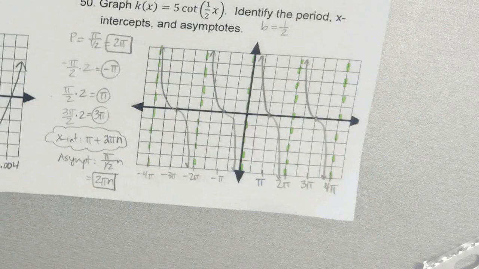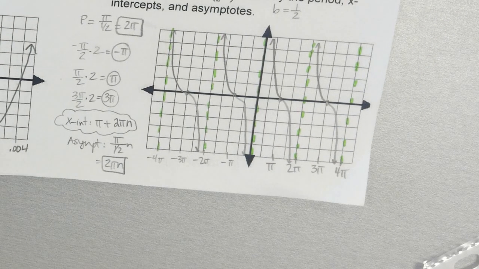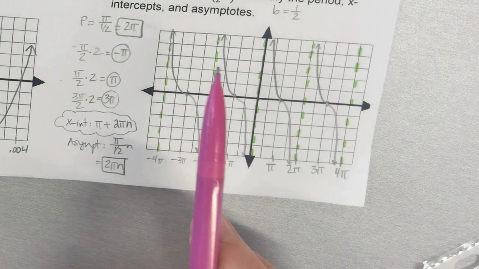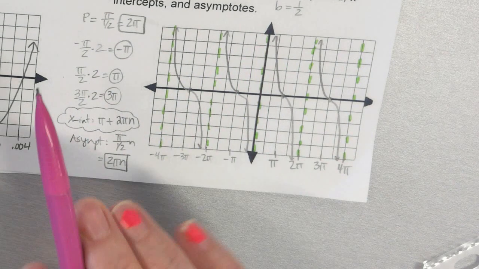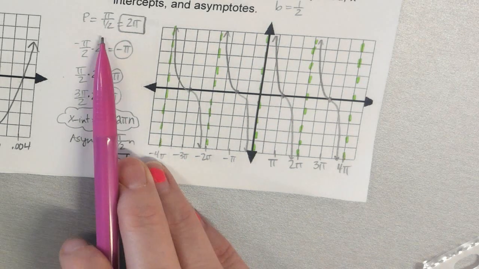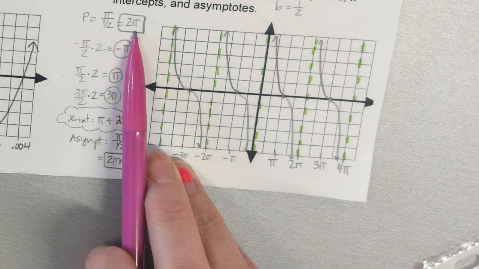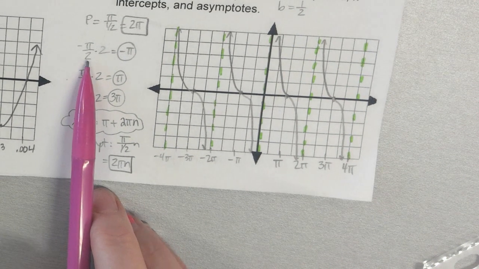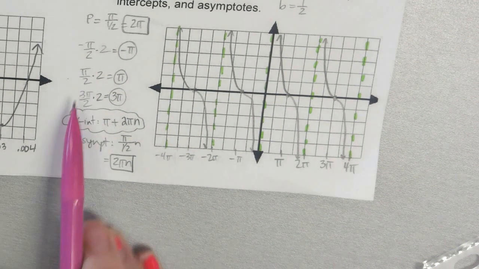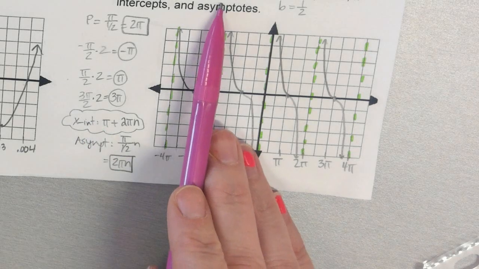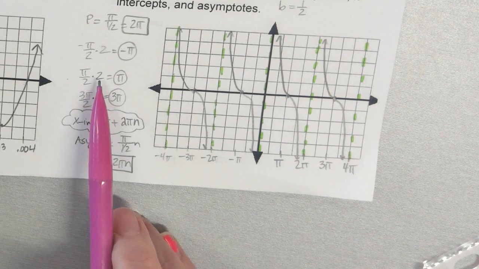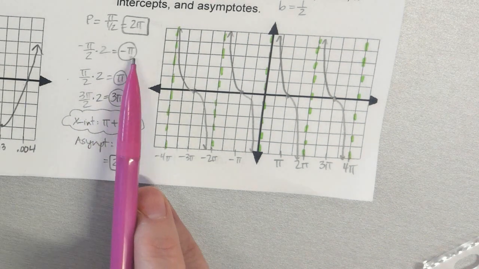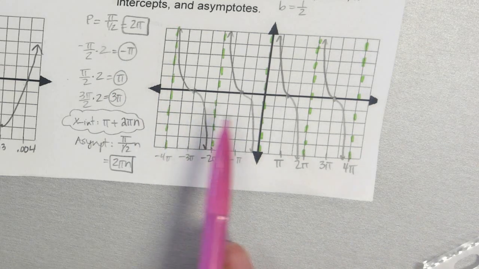Alright, and then the cotangent, very similar to the tangent, but you do have a couple of different equations. When you're finding the period, that's the same, pi over b, which is 2 pi. Now when you're finding where the x-intercepts are, you look at the ones on the parent function. So negative pi over 2, pi over 2, and 3 pi over 2. The reciprocal of 1/2 is 2. So when you multiply those by 2, you get negative pi, pi, and 3 pi.